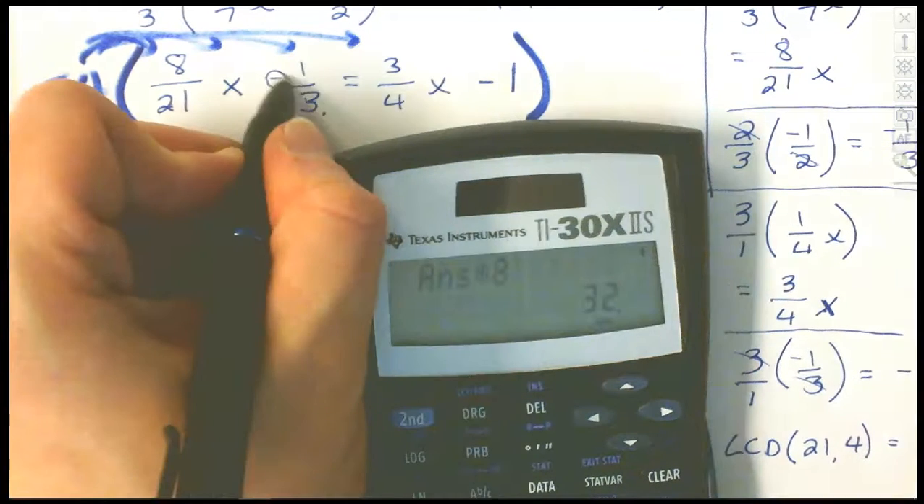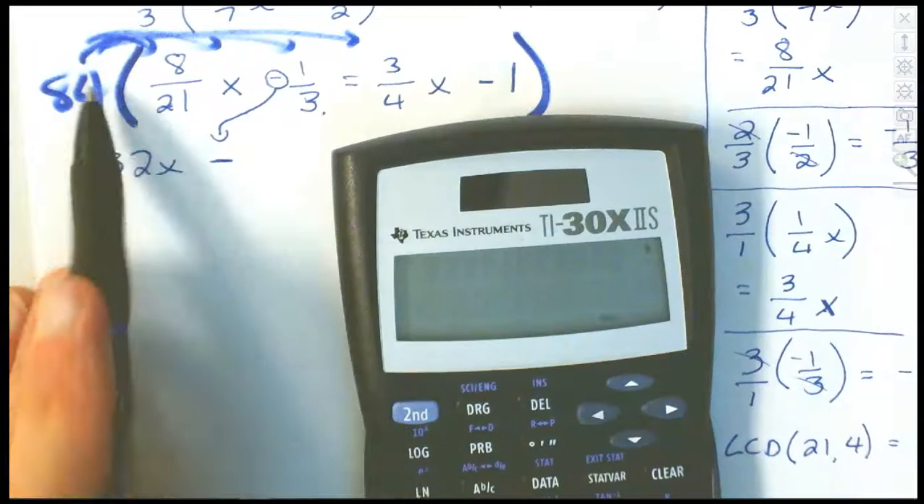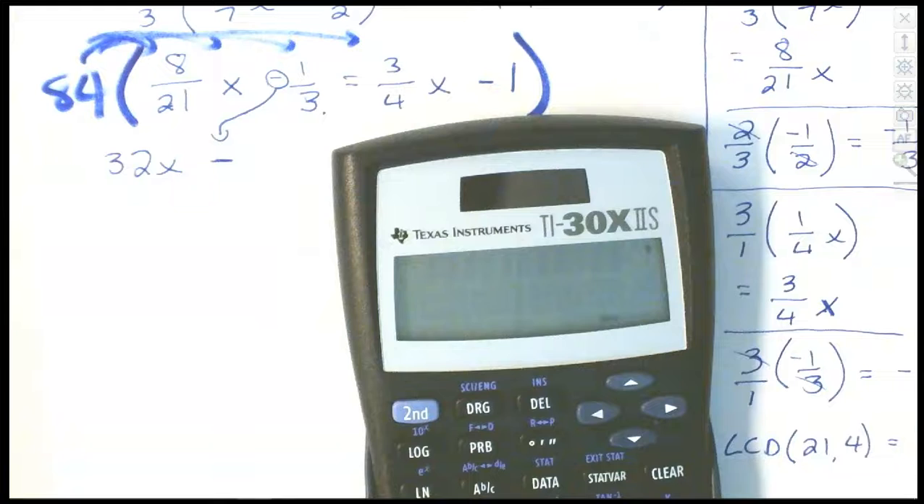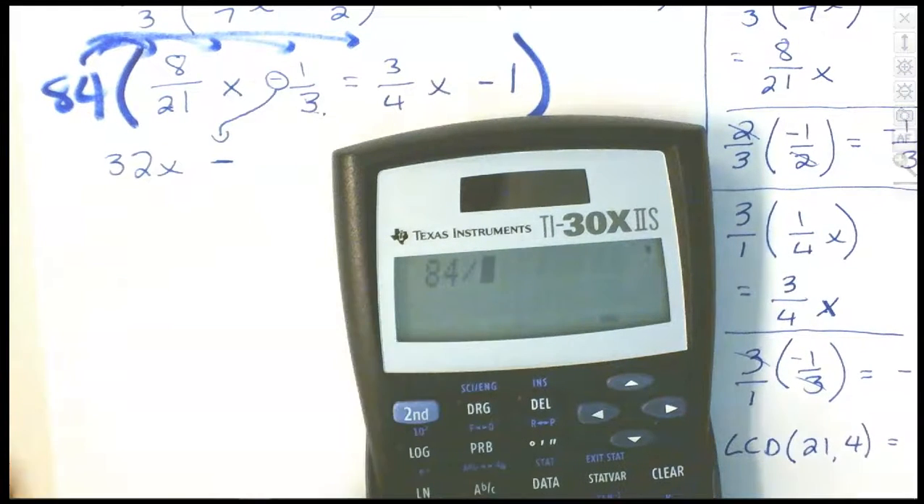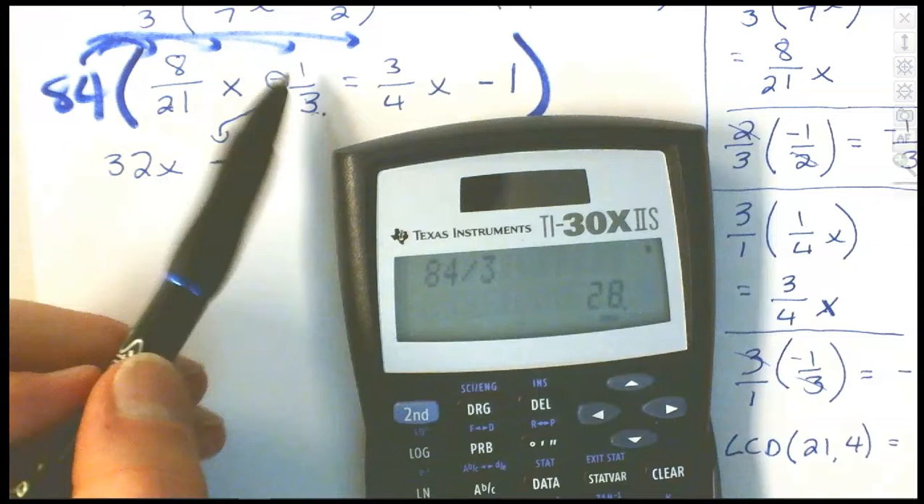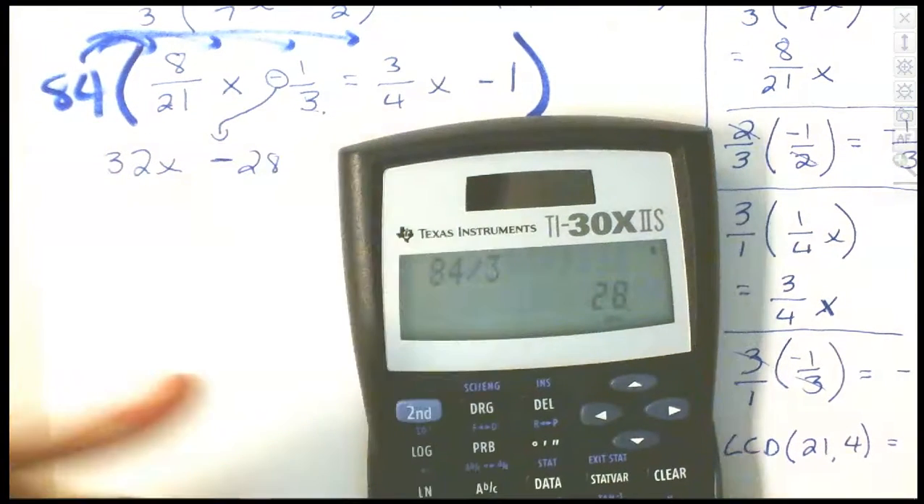We're going to go ahead and bring our negative down. And what's the next one? Okay, we take our 84 and we divide it by what? 3. Then we multiply it by 1. And that gives you the 28.